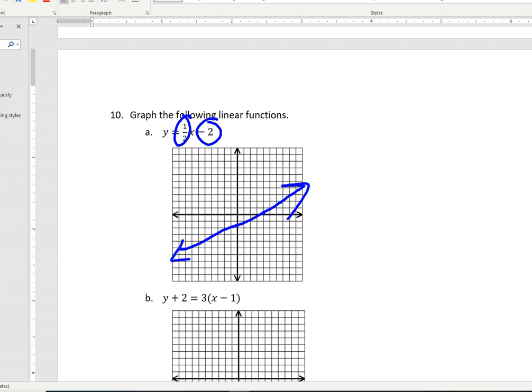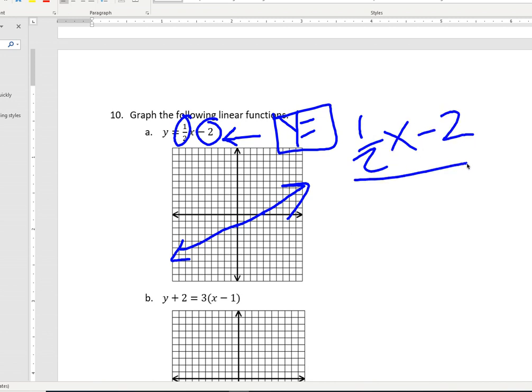Now, remember that you can also graph these on your calculator. You press the button y equals, then you type in 1/2 x minus 2. Type that in, and then go to the graph button, and you'll see the graph. Now all you gotta do is copy it down. So both ways, you just gotta know at least one method.